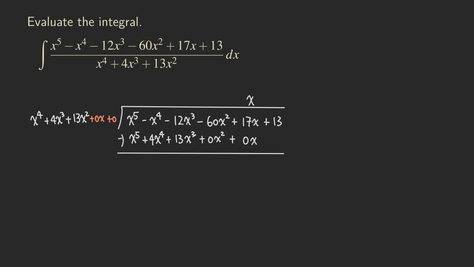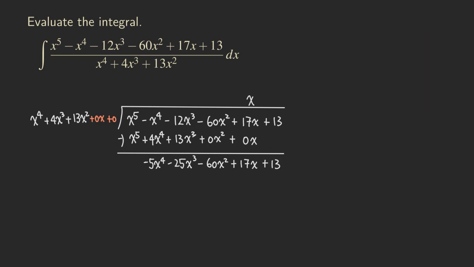Okay, so we are going to do the subtraction here with the long division. And remember, this is a subtraction. So we have negative 1 minus 4, then that's negative 5x to the 4th. And then continue: negative 12 minus 13, so we get negative 25x cubed. And then negative 60, well, that's subtracting the 0, so you just get negative 60x squared. And then 17x. Now we can bring down the 13, so we have plus 13 here.